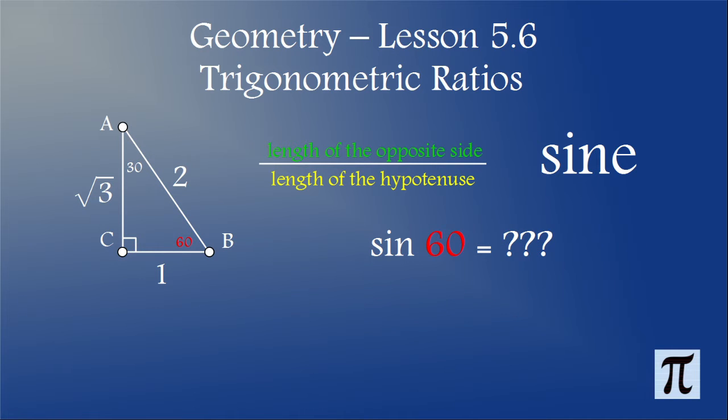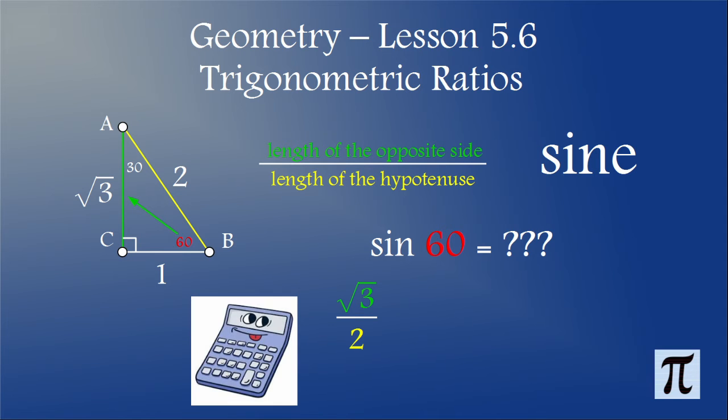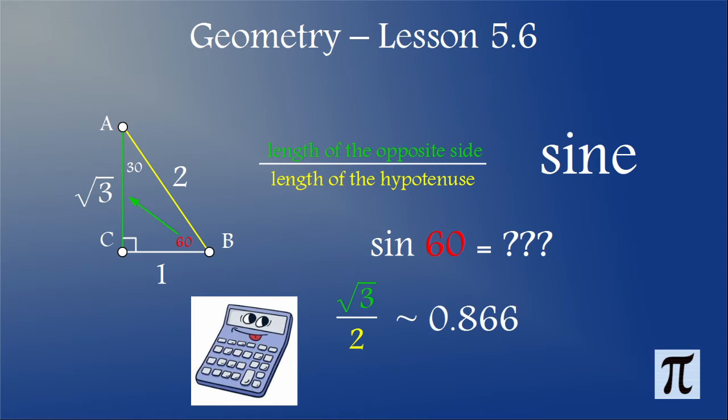So what is the sine of 60 in this triangle? Again, we want to take the length of the opposite side over the length of the hypotenuse. So that length is root 3 over 2. Now here we'll need Mr. Calculator, and it comes out to about 0.866.